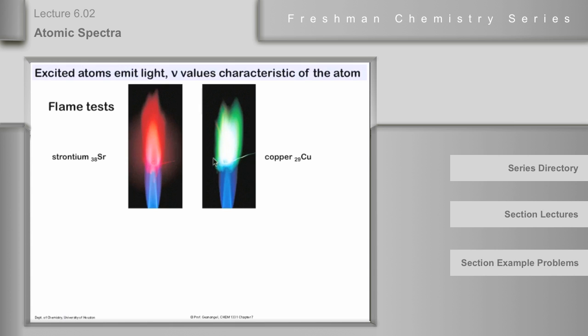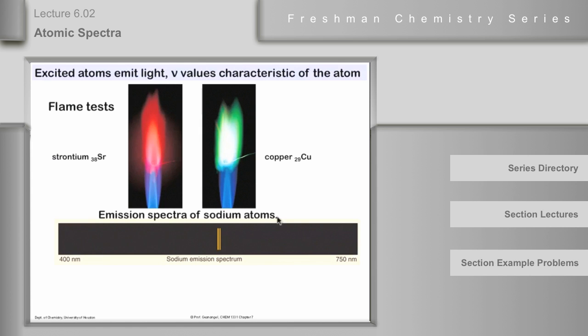And the interpretation of this, for our purposes, is that excited atoms, if you put an atom in a flame, it absorbs energy, it goes into an excited state, and when it drops down to the ground state, it releases photons. And you can see from these two pictures that the photons that come out of excited strontium atoms must have different frequencies or wavelengths than those that come out of excited copper atoms.